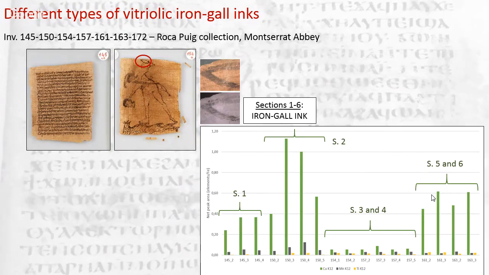So section 1, the green bar is the content of copper. So you can see that the content of copper in the ink is going up and down, up and down, up and down. It's not homogeneous. This already tells you that this small codex was not written in a single phase, but in more than one writing phase.